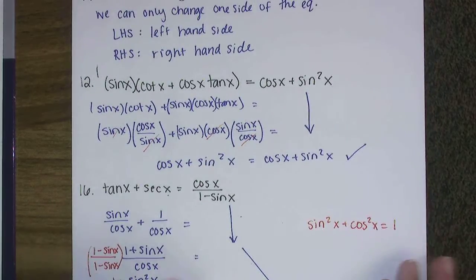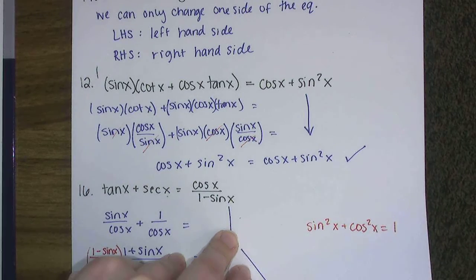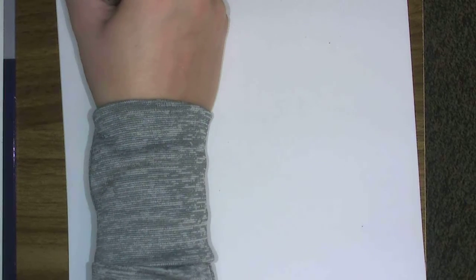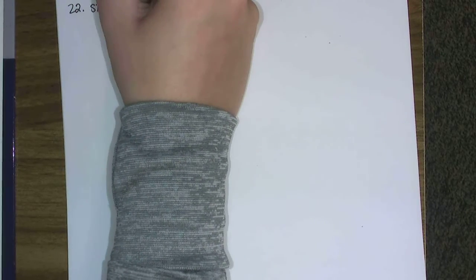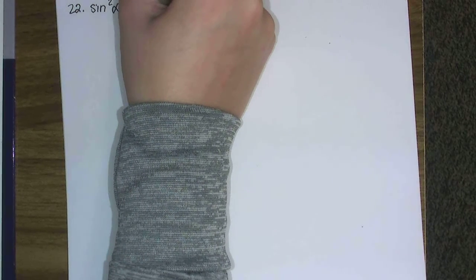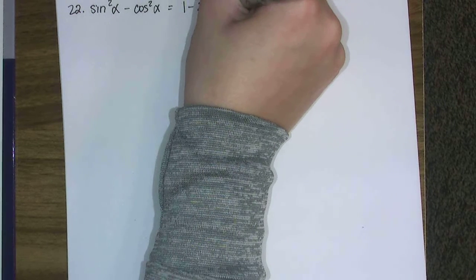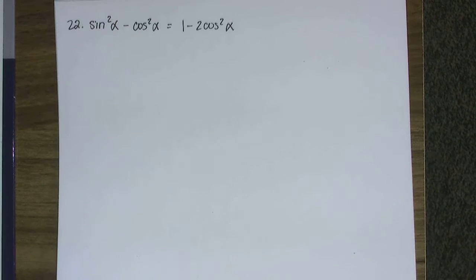So that is going to be number 22. So this one is going to look a little different. Number 22: sine squared alpha, fish, whatever you guys like to call it, minus cosine squared alpha is equal to 1 minus 2 cosine squared alpha. Bring it down a little bit.